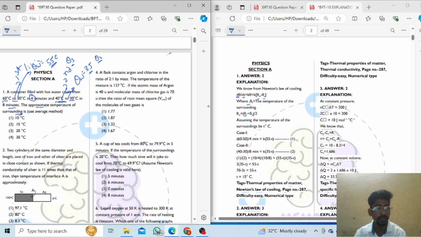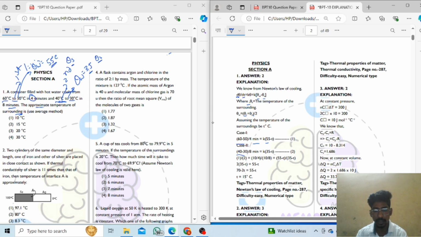So what can we do? We write d theta by dt for case 1 and case 2. This is written in our explanation also. Now if you divide these two equations, you can skip the units sometimes. This is 10 by 4 for the first case, 60 minus 50, and 10 by 8 for the second. So on the left side you will get 8 by 4, means 2.